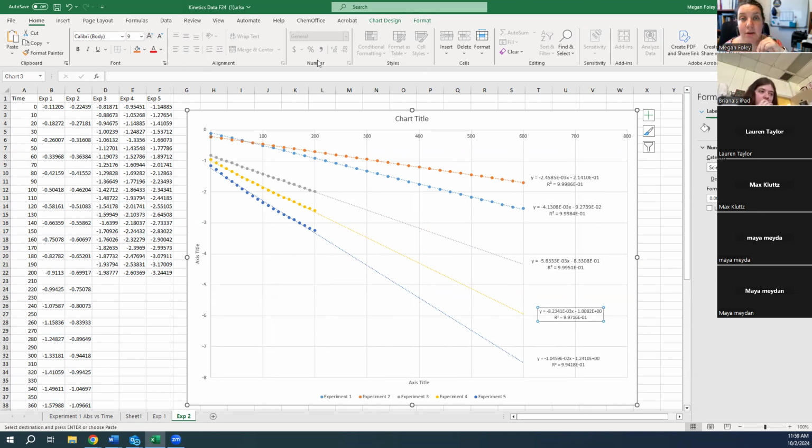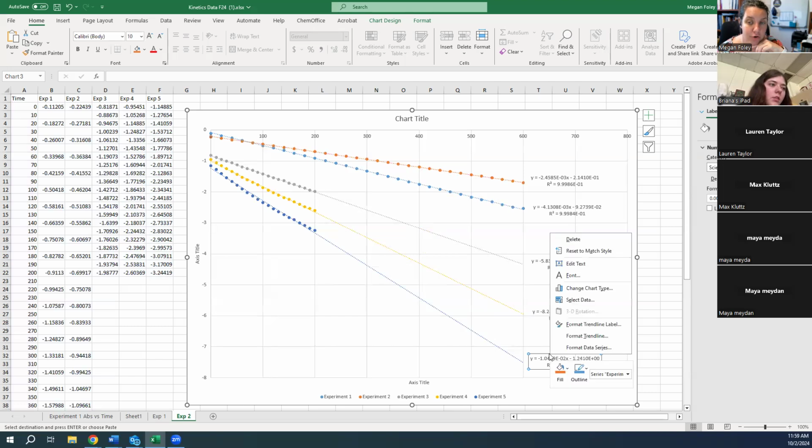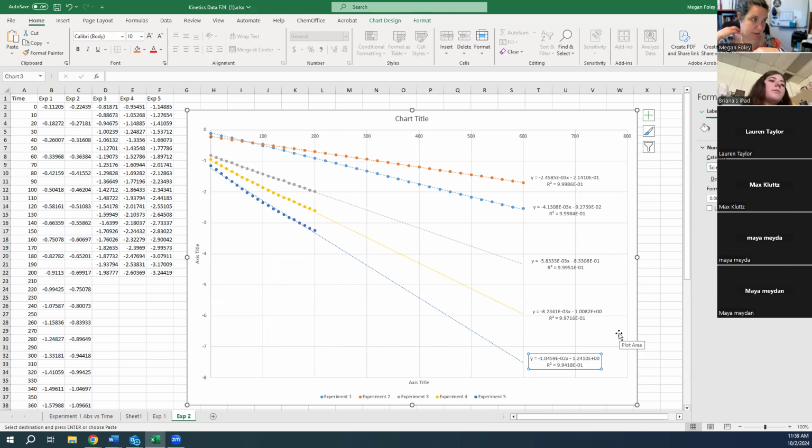Could you please show how to format it into scientific notation again? Sure. Click on the label, right click or double click, go to Format Trendline Label, and then on the right, Category, Scientific, Decimal Places 4. Thank you so much. Of course.